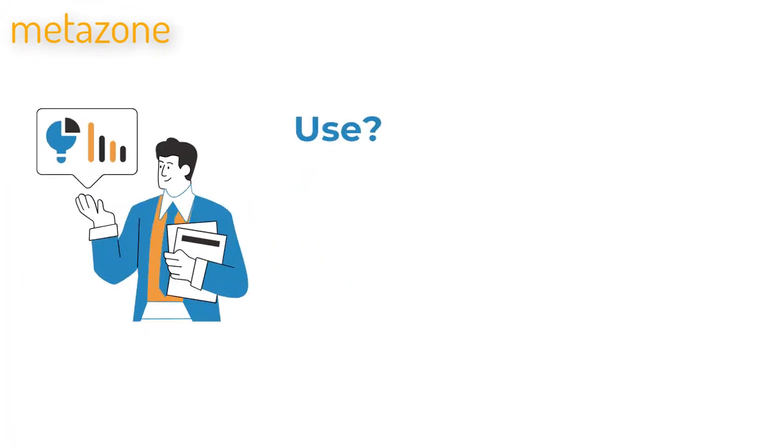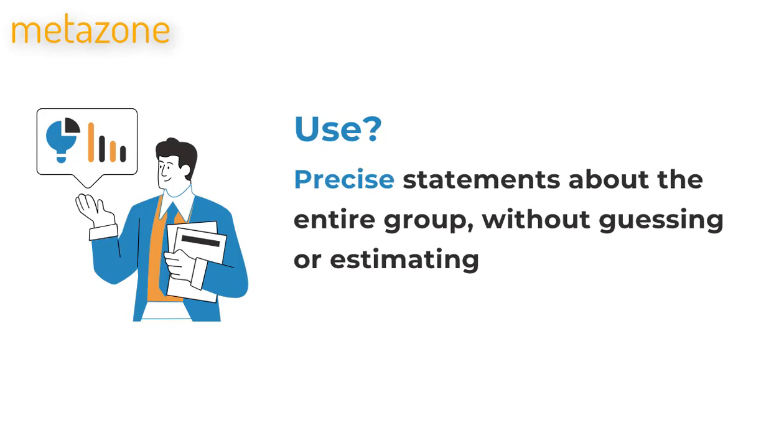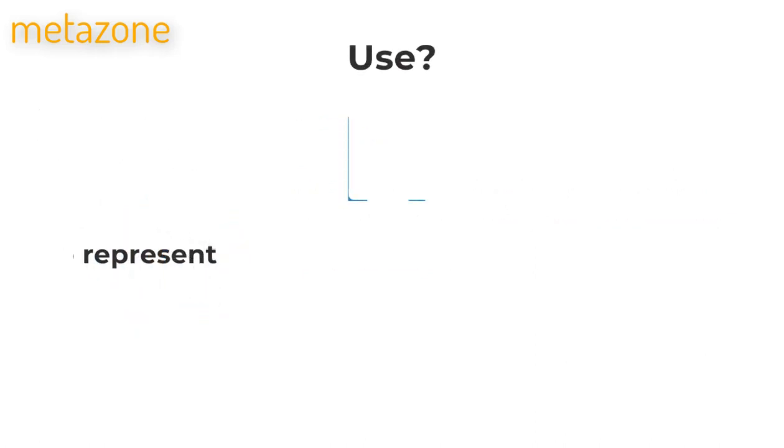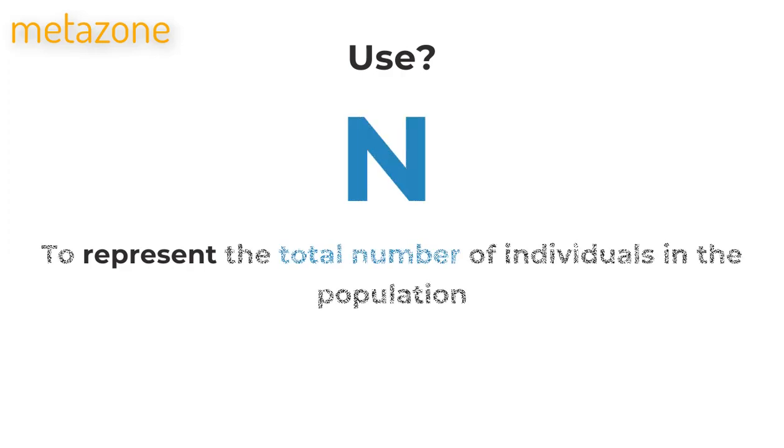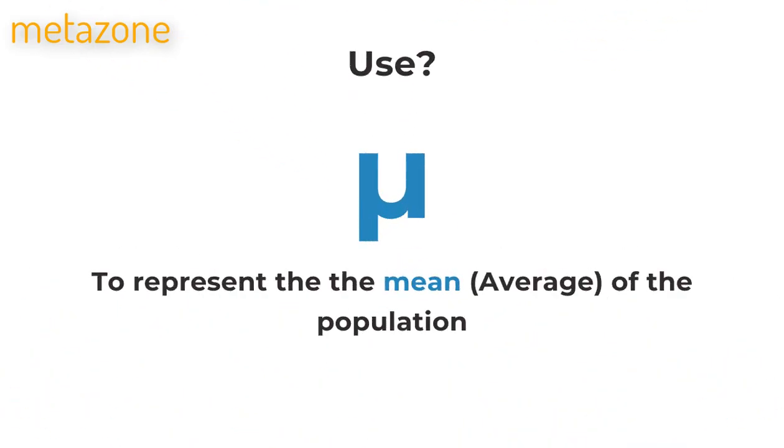When we should use population data? Population data is used when you want to say something exact about everyone in the group, without guessing or estimating. Representations. In statistics, population data is often represented using symbols like capital N, the total number of individuals in the population, and mu, the mean of the population.